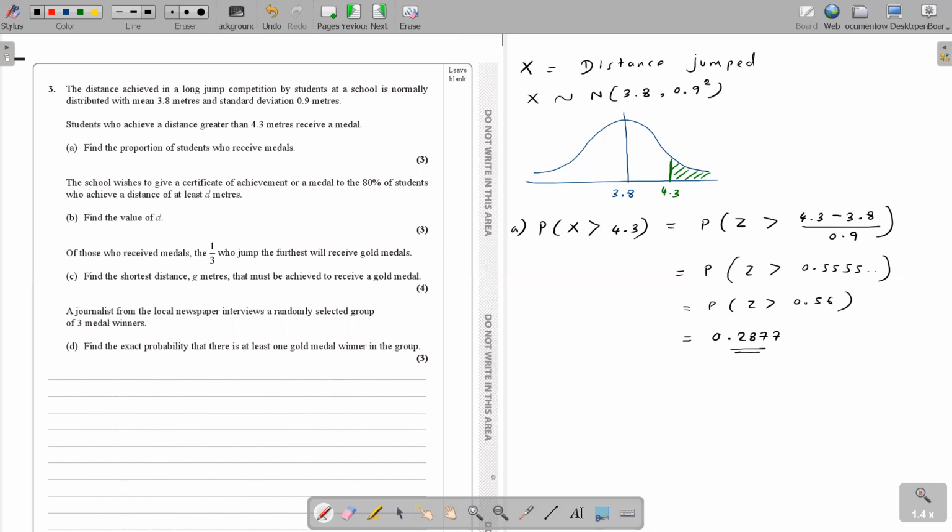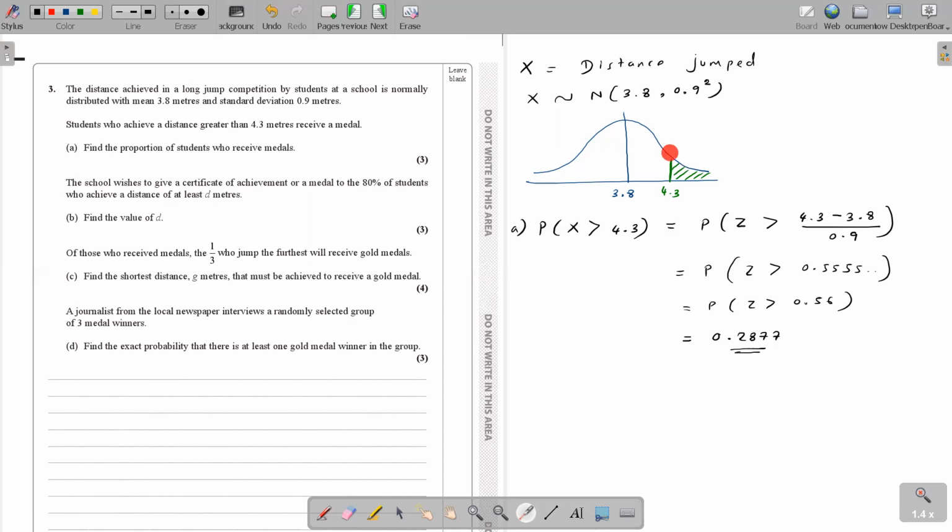Okay, then the next one, part B. The school wishes to give a certificate of achievement or a medal to the 80% of students who achieve a distance of at least 3 meters. Can you see? The school wishes to give a certificate of achievement or a medal to the 80% of students who achieve a distance of at least 3 meters. Find the value of D.